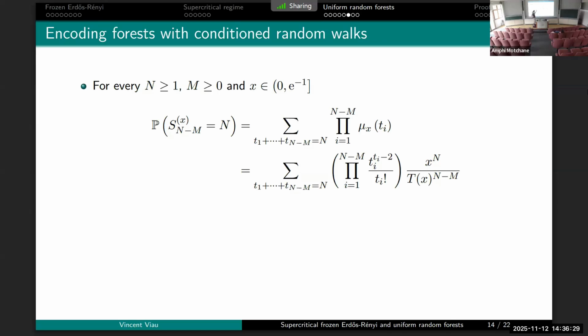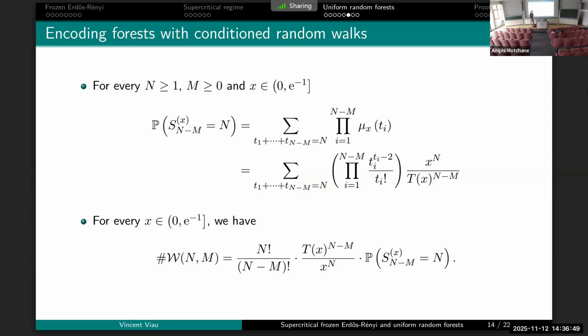And just using the definition of the measures mu of x, we got this expression, which is actually proportional to the expression we got for the cardinalities of the set of forests. So what we can rewrite is that we have this relation between the number of forests with n vertices and m edges and the probability that this random walk ends up at state n after n minus m jumps. So this is to show the equivalence between the two counts.